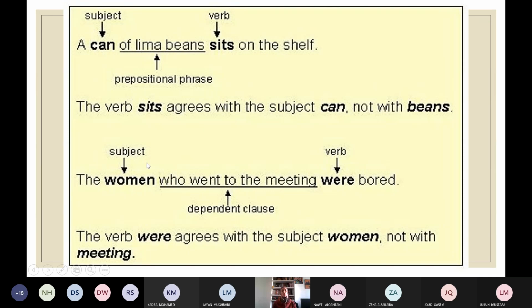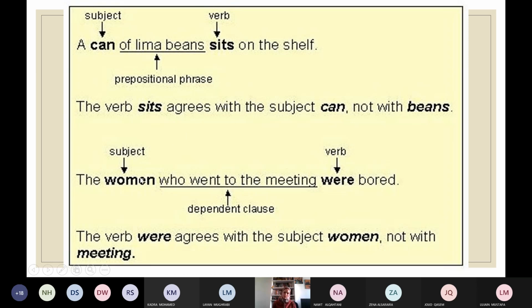The women who went to the meeting were bored. The women is the subject. What is who went to the meeting? Here is a clause. It is a separated clause. Cross it. Don't look at it. So where here will be for what?